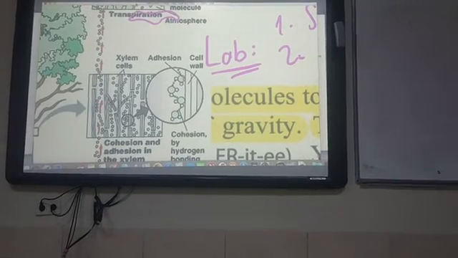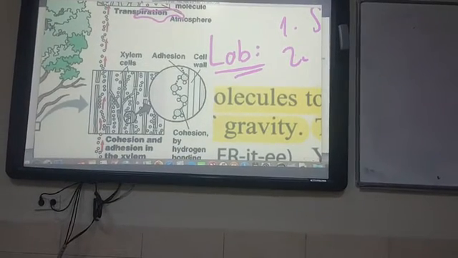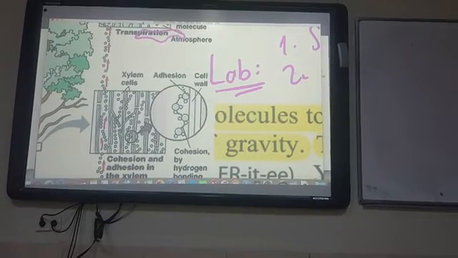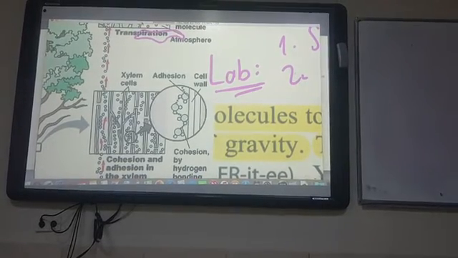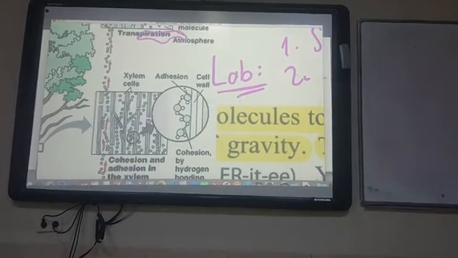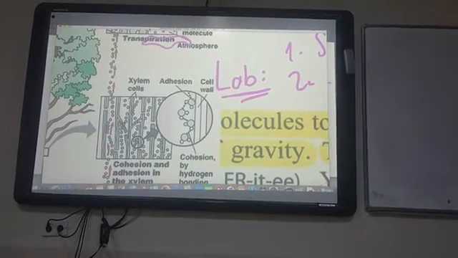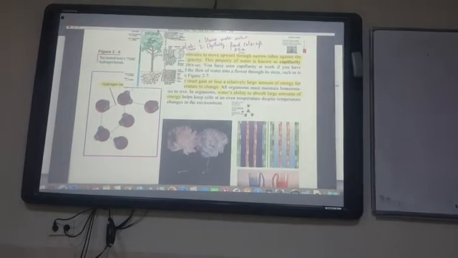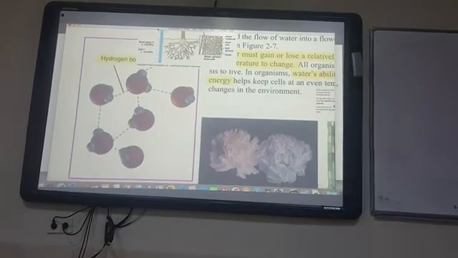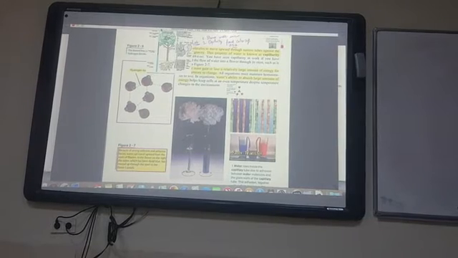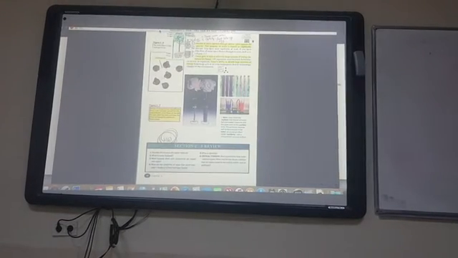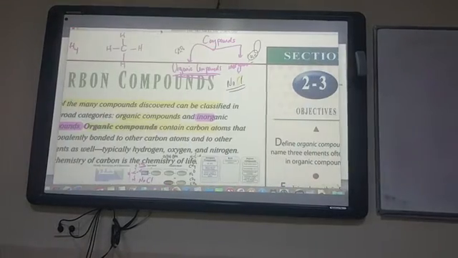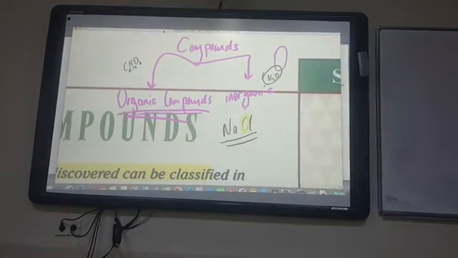We also made an activity in the biology lab for the capillarity of water. We used tissue and some food coloring water. I think this part is clear. Again, hydrogen bond. This property is known as capillarity. Organic compounds, in here we learned the classification of compounds.